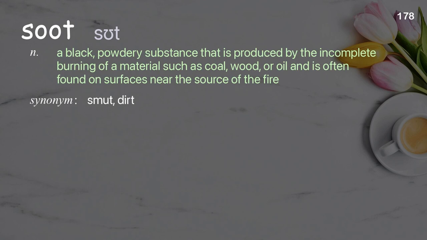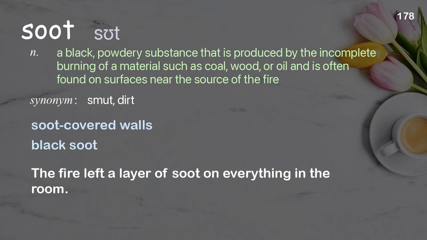Soot. A black, powdery substance that is produced by the incomplete burning of a material such as coal, wood, or oil and is often found on surfaces near the source of the fire. Examples: soot-covered walls, black soot. The fire left a layer of soot on everything in the room.